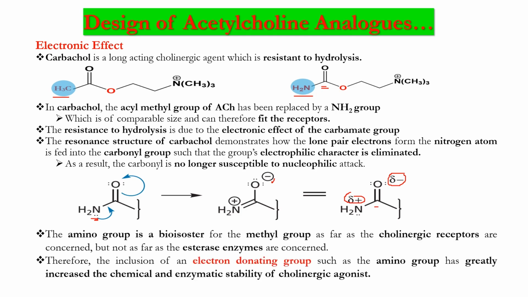Hence the amino group is a very good bioisostere for the methyl group as far as the cholinergic receptors are concerned, but not as far as the esterase enzymes are concerned. Therefore, the inclusion of electron donating groups in general, such as the amino group seen in the case of carbachol, has greatly increased the chemical and enzymatic stability of cholinergic agonists.